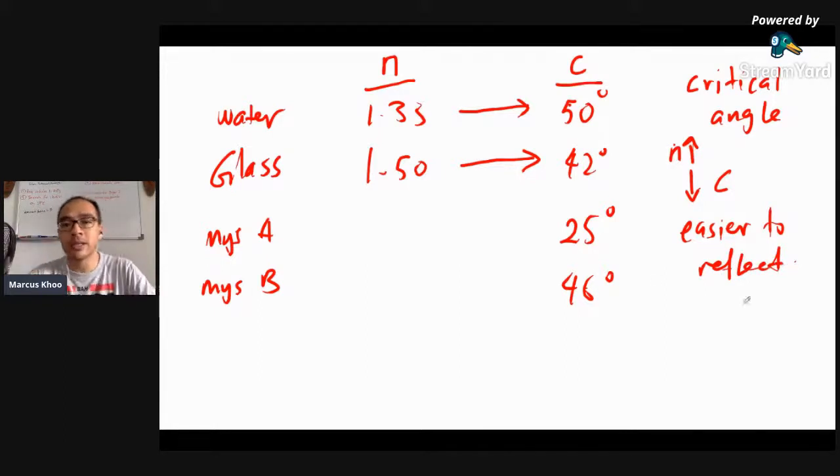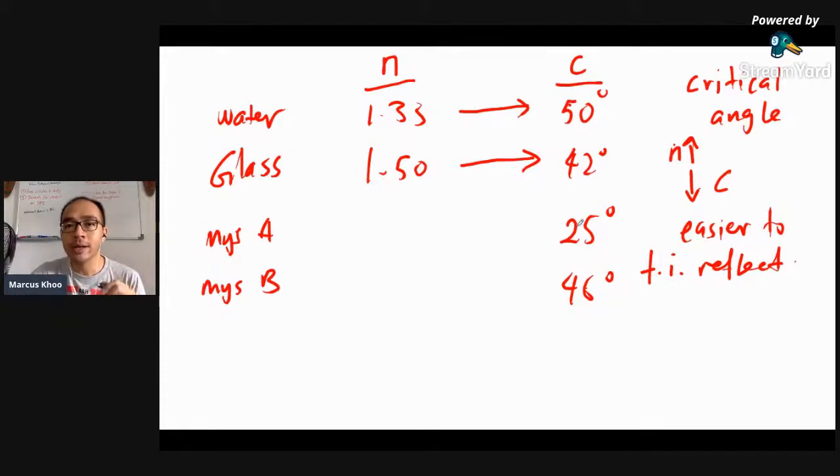Okay, it's easier to be totally internally reflected. Total internal reflection happens more often if the material has a smaller critical angle. But the critical angle is dependent on the refractive index.